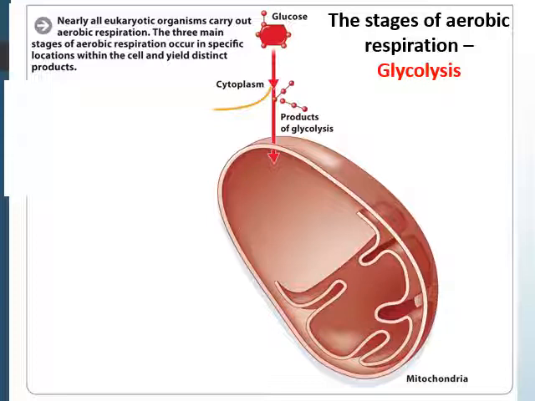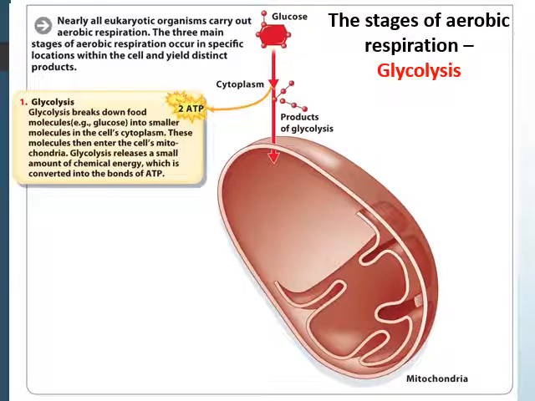Okay, so we have our glucose molecule here that's being broken down from different food products, and it's in the cytoplasm of the cell. Again, this is for when we're talking about eukaryotic organisms. Prokaryotic organisms can be a little bit different, but the 3 main stages of aerobic respiration in a eukaryotic cell are pretty much the same, and they all happen in a specific location within the cell and yield distinct products. So make sure that you know each stage of aerobic respiration, where it happens, and what products it yields. So first up, we have glycolysis.